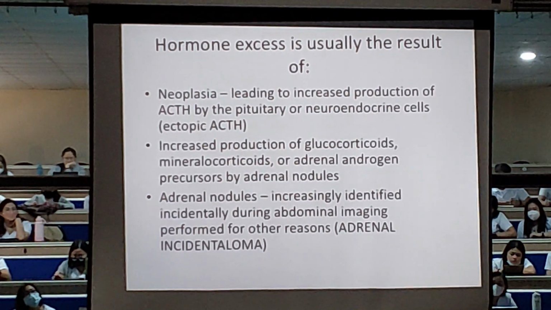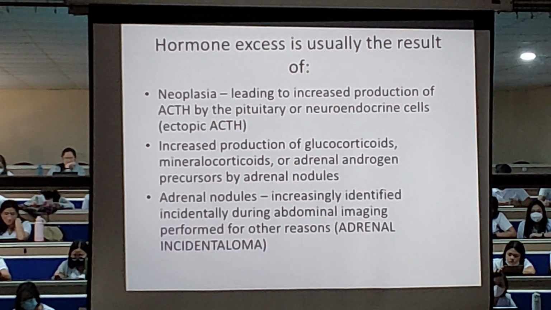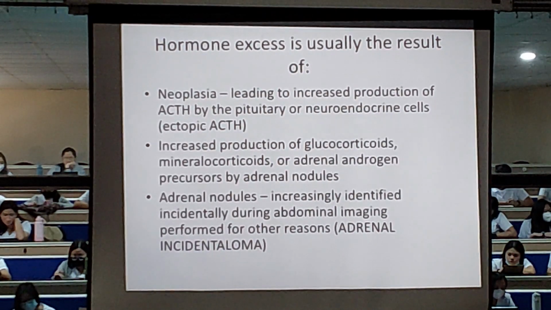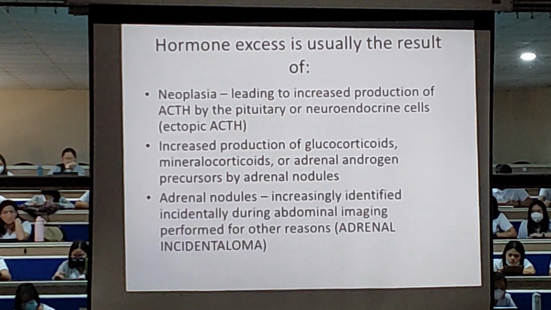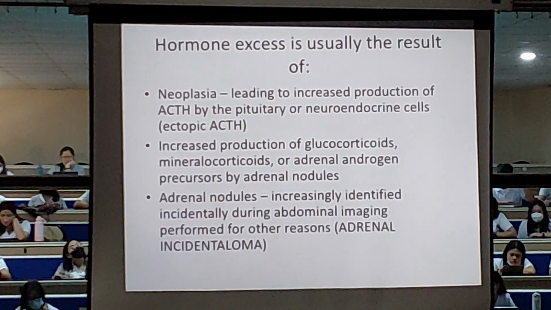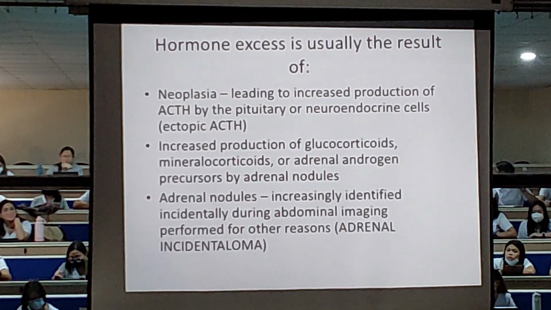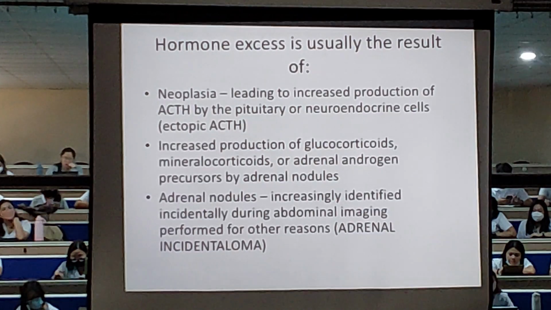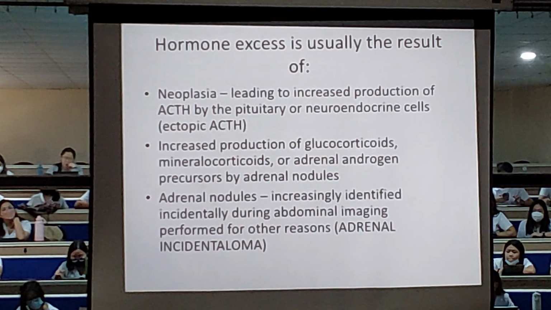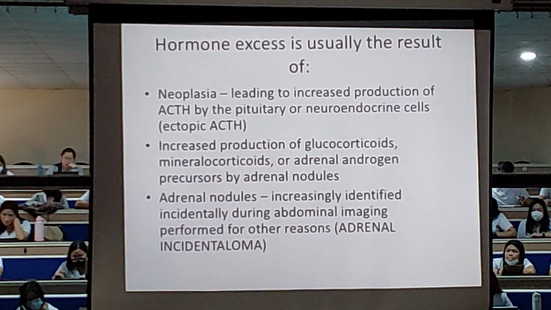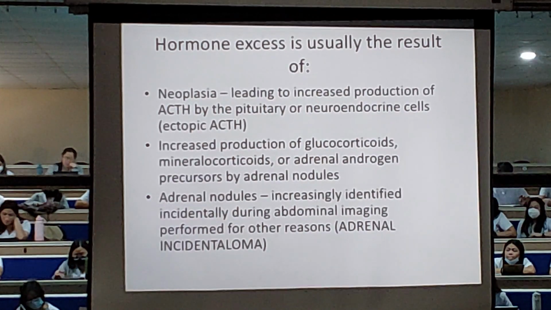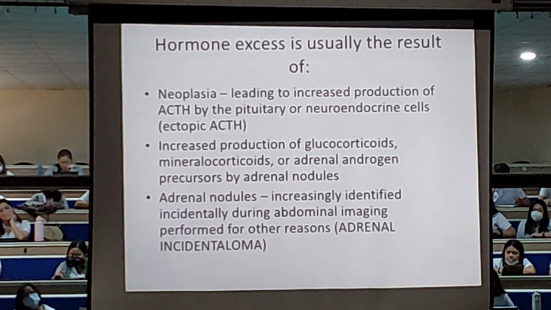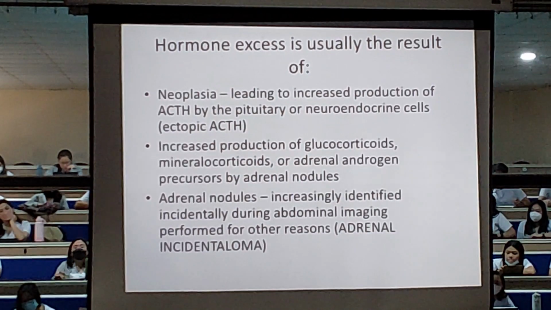It can be due to neoplasia, leading to increased production of ACTH by the pituitary or neuroendocrine cells, or from ectopic ACTH production. Or it can be due to increased production of glucocorticoids, mineralocorticoids, or adrenal androgen precursors by adrenal nodules. Adrenal nodules are increasingly identified nowadays. These are discovered incidentally during abdominal imaging performed for other reasons, and these conditions are called adrenal incidentaloma.